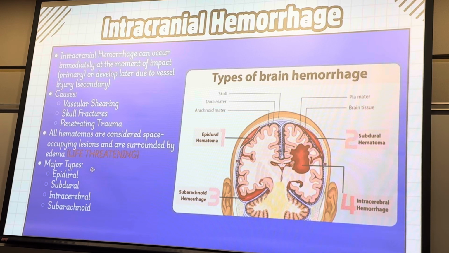Things like vascular shearing, skull fractures, penetrating trauma, like a gunshot wound, all these things can cause bleeding within that intracranial space. There are 4 main types that we're going to talk about: epidural hematoma versus subdural hematoma, and then your subarachnoid and your intracerebral hemorrhage. All of this excess bleeding, all this excess edema is causing pressure within the brain. So it's a very life-threatening, very serious situation.